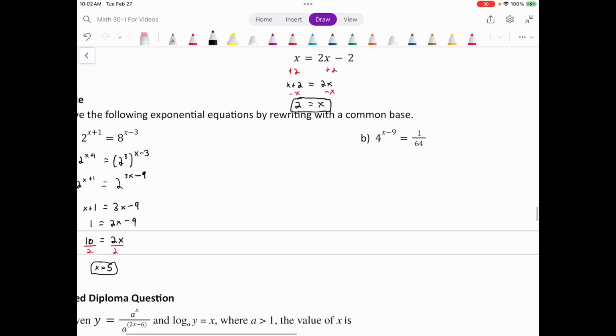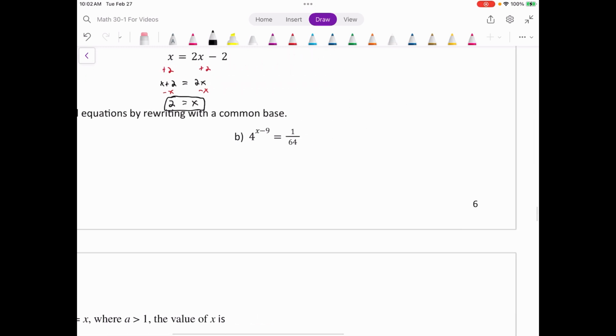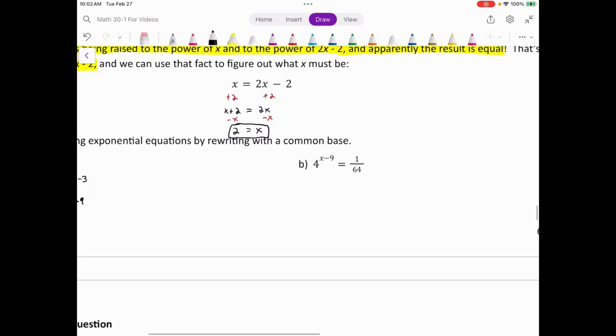All right, let's try this one out. 4 to the x minus 9 equals 1 over 64. Now, might not be as obvious, but 1 over 64, I mean, we know 64 is a power of 4, right? 64 is 4 cubed, because 4 times 4 is 16. Times 4 again would be 64, okay? So 64 is a power of 4, but we don't have 64, we have 1 over 64. So can you think of how to write 1 over 64 as a power of 4?